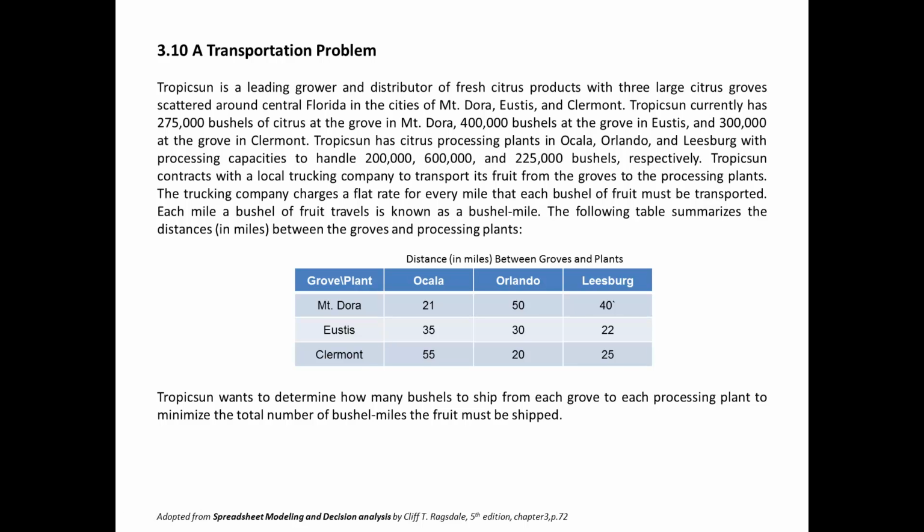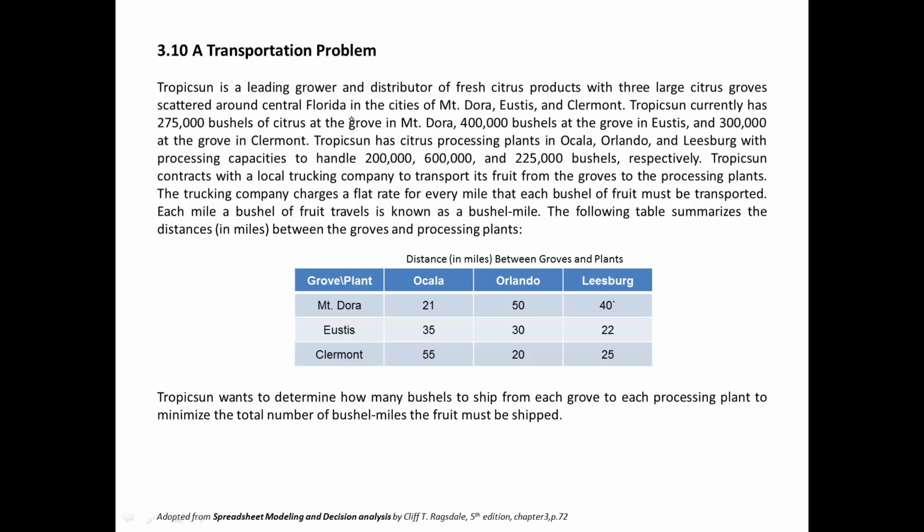Now let's read this problem together. So this is a very typical transportation problem where this company, Tropic Cousin, is trying to ship their citrus stored at those three groves in Mandora, Eustis, and Clermont to three processing plants in Ocala, Orlando, and Leesburg.